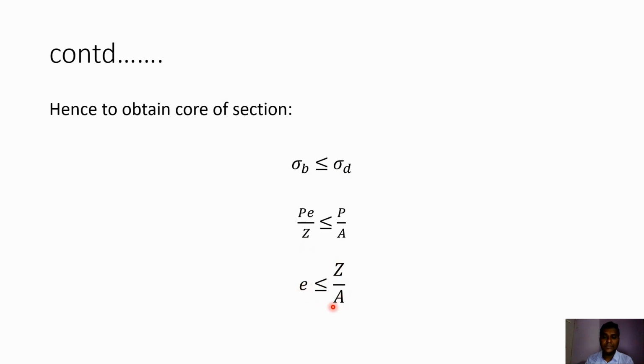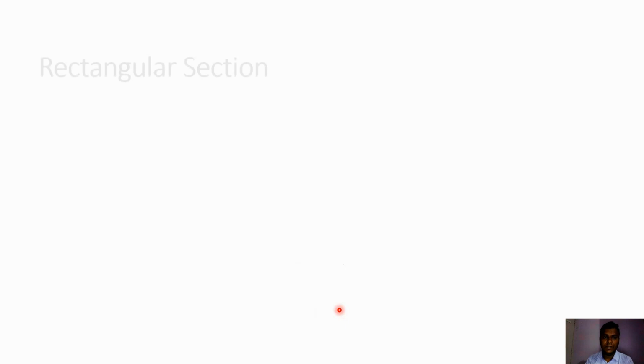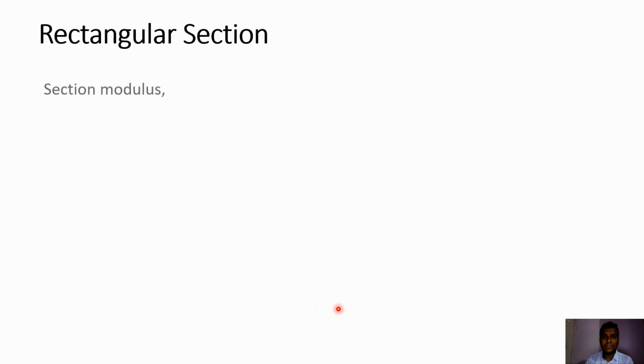So here this is the ideal condition for core of section. Now using this condition we can find or locate the core of section for any cross section. It may be rectangular, it may be circular. Now let us discuss how we can define core of section for a rectangular cross section.